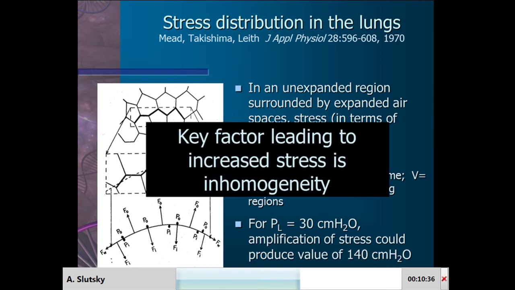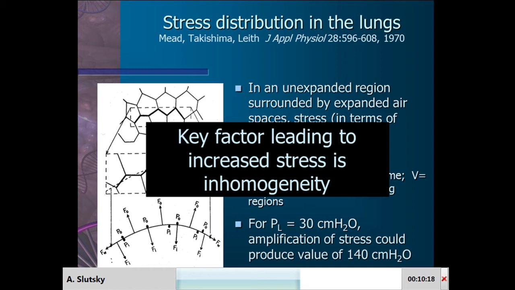The key issue here, the key factor, is inhomogeneity. So if inhomogeneity is a problem, is there a way to homogenize the lung? Well, there's two ways. One, we say keep the lung collapsed, and if you don't inflate it, that's fine. Keep the lung deflated.